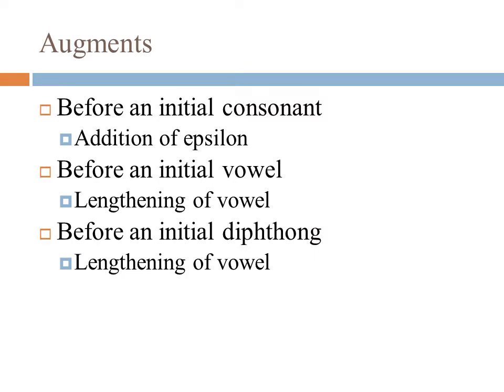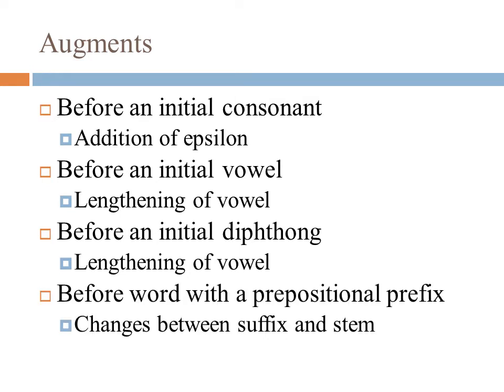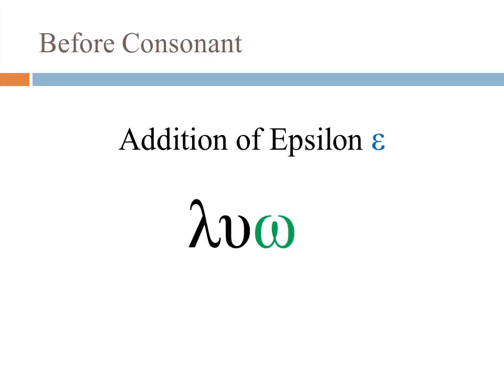Before an initial diphthong, the first vowel will be lengthened. And before a word with a prepositional prefix, changes will be made between the prefix and the stem. Let me show you. The most common augment comes before a consonant and only requires the addition of an epsilon. We've seen this with luo, eluo, and you add secondary endings, and you get eluon.